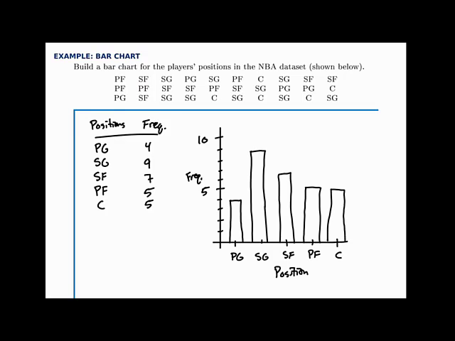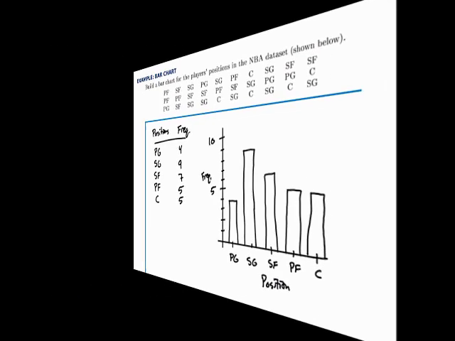So again, we're drawing a bar where the height represents the frequency of that category. But unlike with a histogram, these bars are separated because we're indicating that these are separate categories and there's not a flow from one to the next.